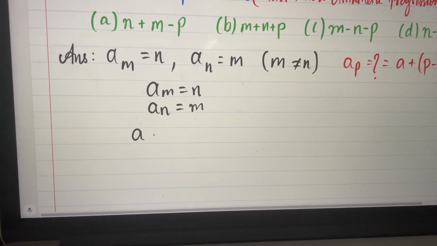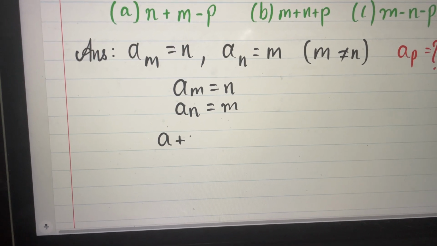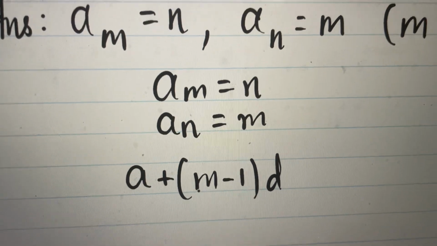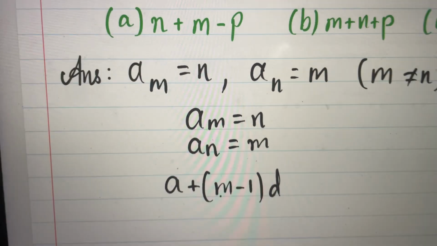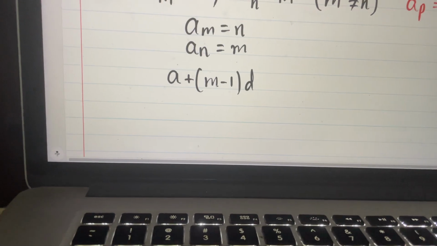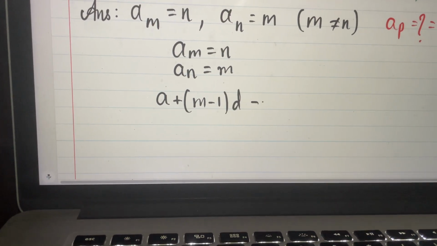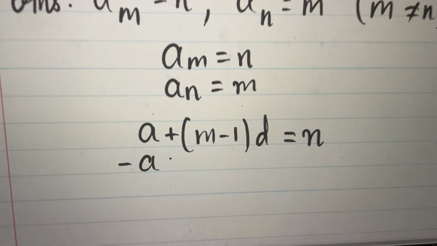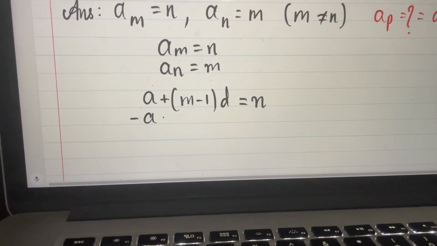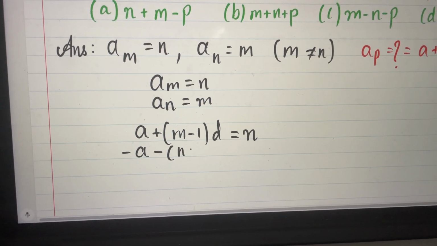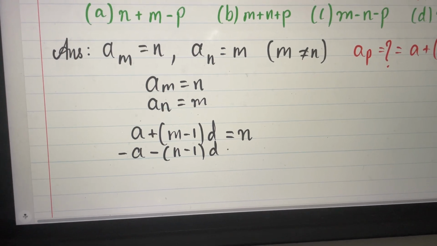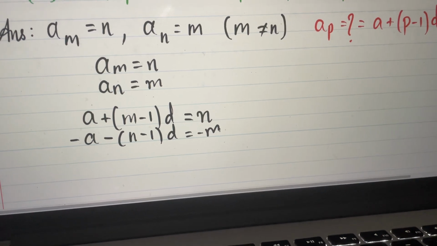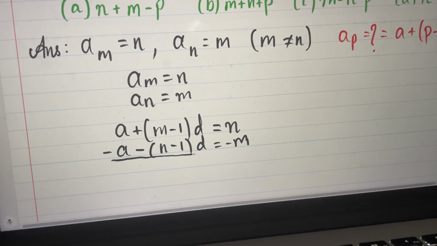Alright, so it is a plus (m minus 1) times d. Don't write n minus 1, okay? We are dealing with m, so it's (m minus 1) times d is equal to n. Then we are subtracting, right? So we have to distribute the minus sign. So it's minus (n minus 1) times d is equal to minus m. Be careful in that part.